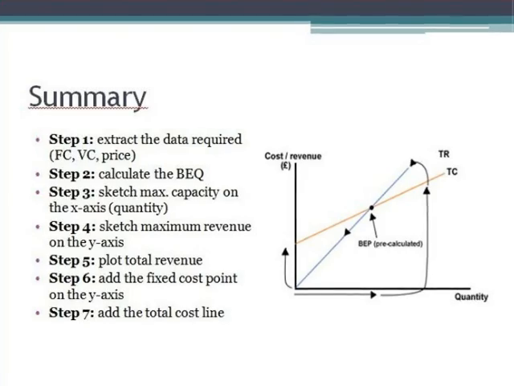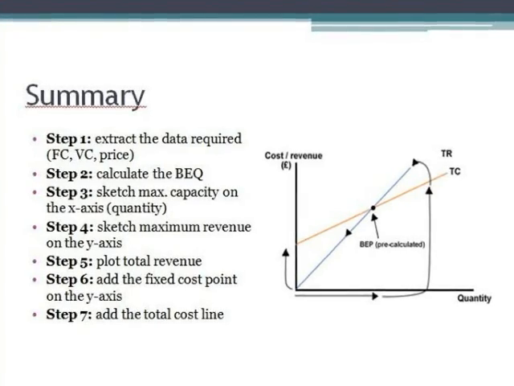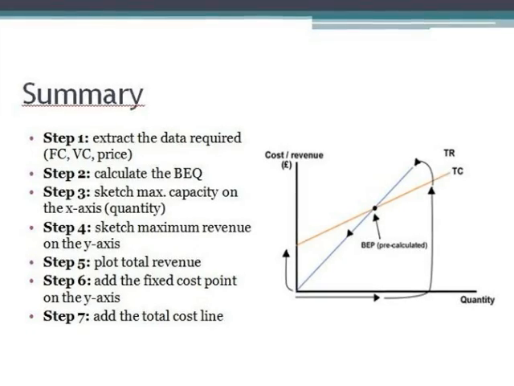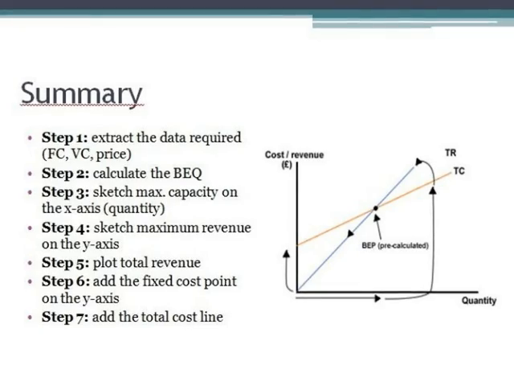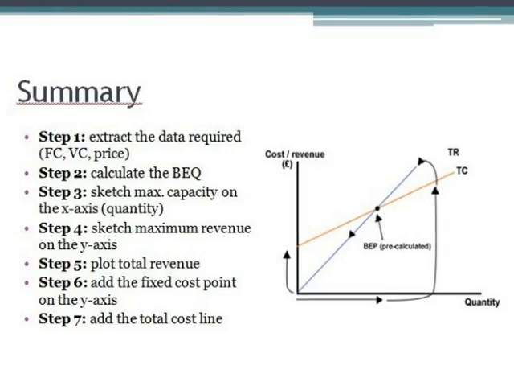In the first step, you need to extract the data required, which is fixed cost, variable cost, and price. In the next step, the BEQ needs to be calculated. This is the break-even quantity. The formula for this calculation is fixed cost divided by price minus variable cost.